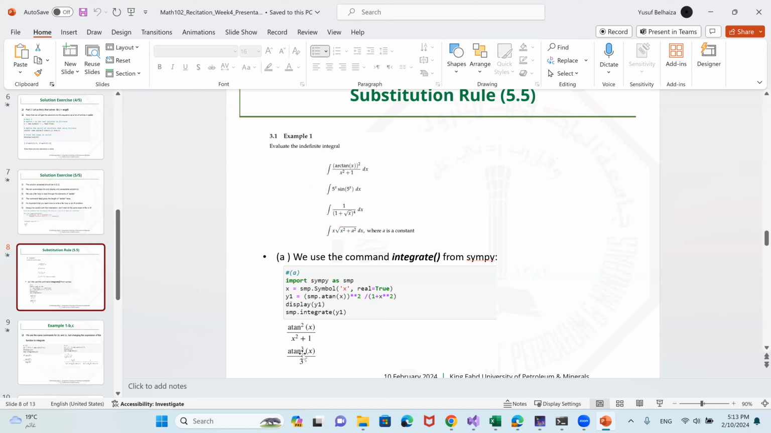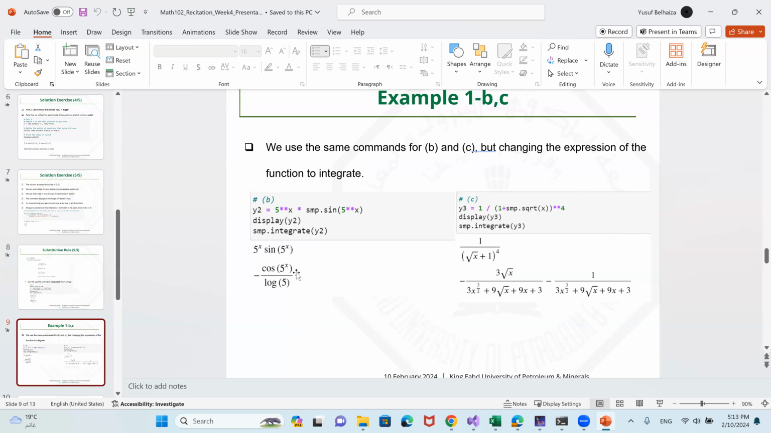The antiderivative is arctan of x divided by 3, plus you may add plus C if you wish, like we did two weeks ago. Then we have the sub-questions B and C. The first one is about the integration of 5 to the power x times sine of 5 to the power x. Of course, you remember the sine function from SymPy is sin, S-I-N.